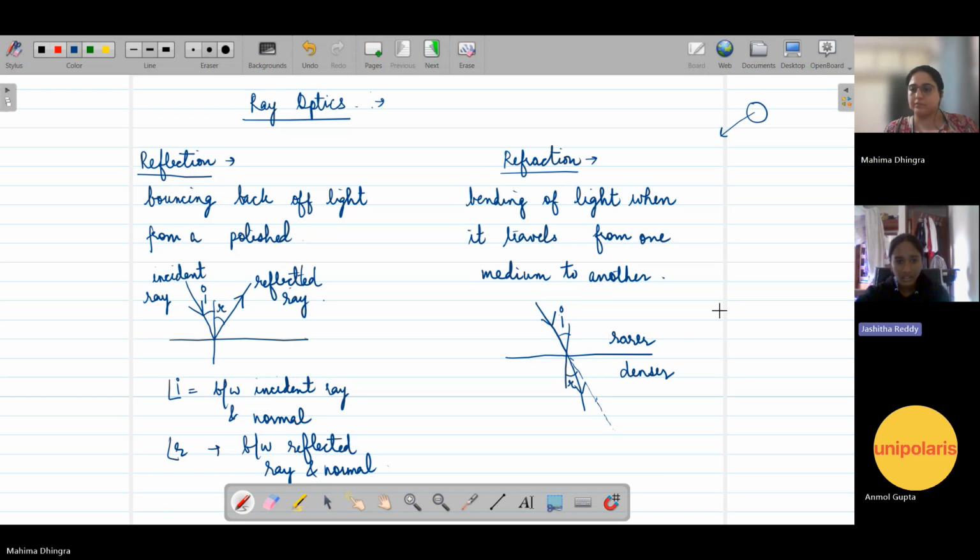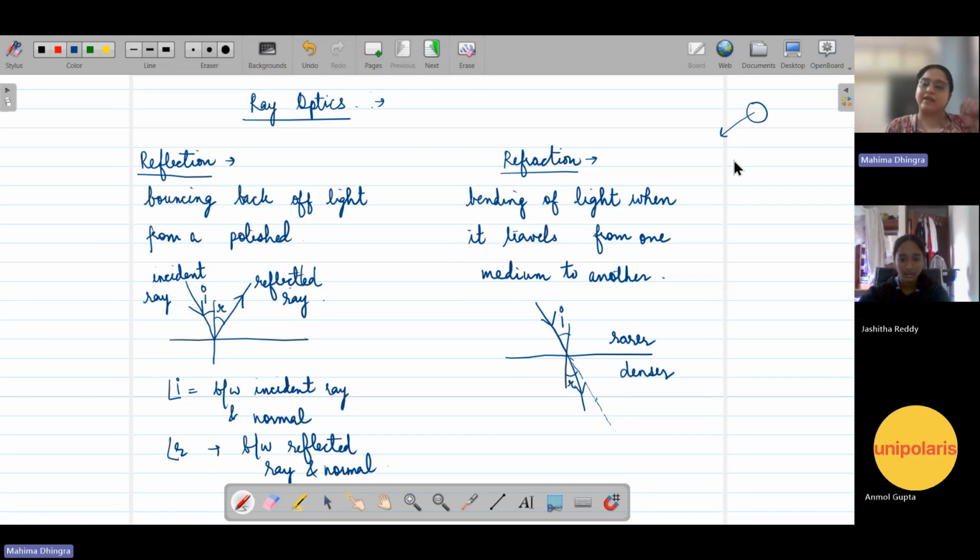When a light travels from denser to rarer medium, the ray goes away from the normal. When it goes from rarer to denser, it will bend towards the normal. Fine. Yes. But why is it bending? Do you know the reason why it bends? Like why it goes towards normal, why it goes away from normal? Like when light has to go from one medium to other medium, it has to go under refraction.